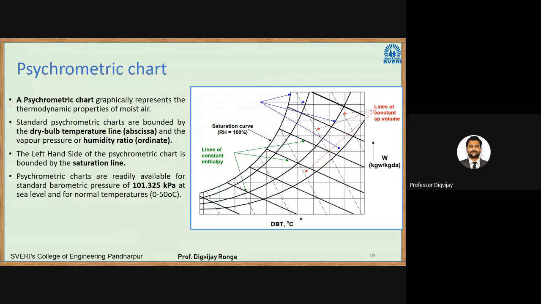So a psychrometric chart graphically represents the thermodynamic properties of moist air. Okay, the standard psychrometric charts are bounded by the dry bulb temperature line, abscissa, that means the x-axis in our case, and the vapor pressure or the humidity ratio on the ordinate. So on the horizontal here we have the dry bulb temperature. On the y-axis we have the humidity ratio, in kilogram per kg of dry air.